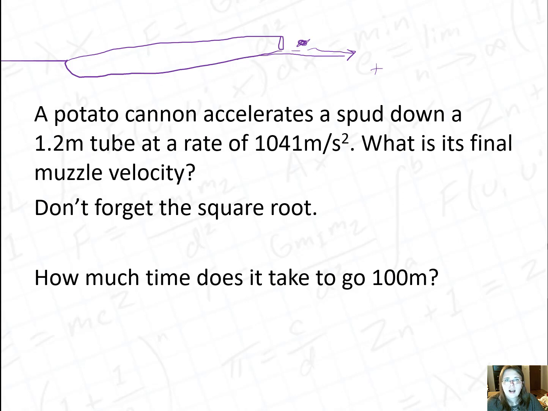So then our knowns, it says a potato cannon accelerates down a 1.2 meter tube, so that's distance is equal to 1.2 meters. And then the acceleration is 1041 meters per second squared. The initial velocity is still 0 meters per second. And then the final velocity, that's what we're looking for.